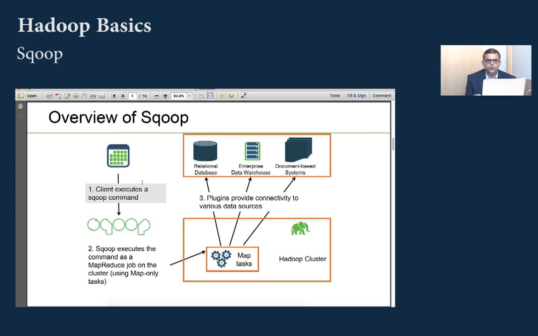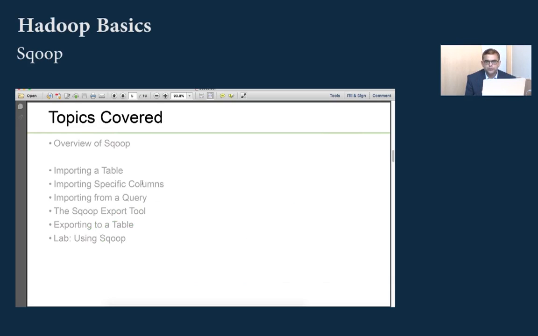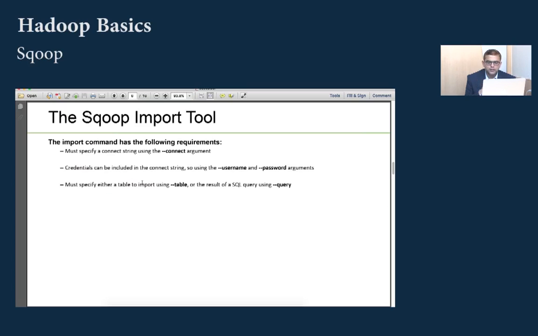So, let us first talk about overview of Sqoop. What really happens is Sqoop is a tool that gets data from relational database to HDFS. A client executes command and then Sqoop executes that command in the form of MapReduce jobs and gets you the data. This is how Sqoop works. This is precisely the way we saw the diagram in our drawing tool.